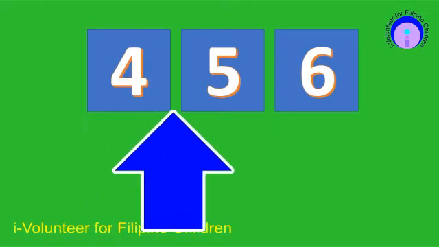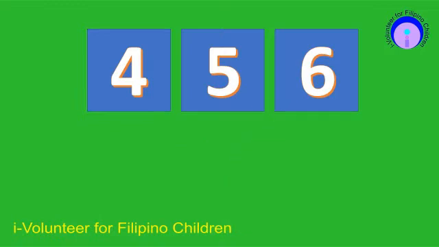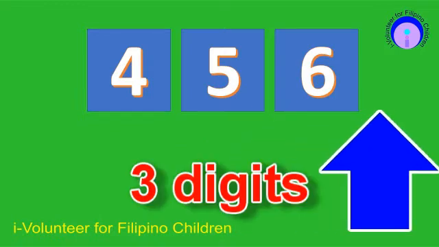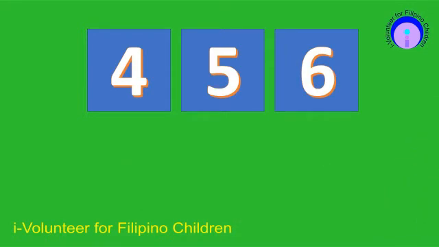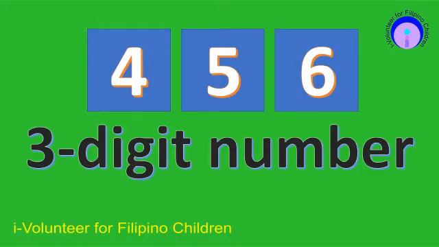In this number, 456 tells you that it has 3 parts or 3 digits. Also, it tells us that for every digit, it has its place. And for every place, it tells you how much worth the digit is. Okay? Such number is called a 3-digit number.